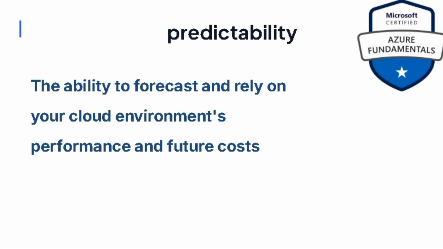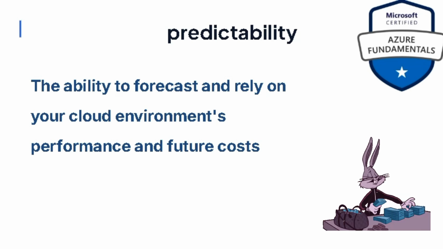Predictability is the ability to forecast and rely on your cloud environment's performance and future costs. Example, I have a pay-as-you-go subscription, and the predictability is that the more I use the resources that Microsoft provides, the more I'm going to have to pay, because I have a pay-as-you-go, which is the predictability: the ability to forecast and rely on your cloud environment's performance and future costs.